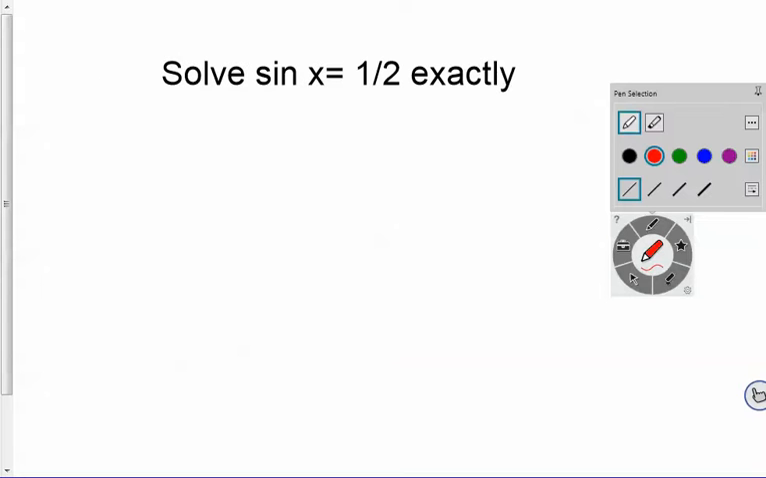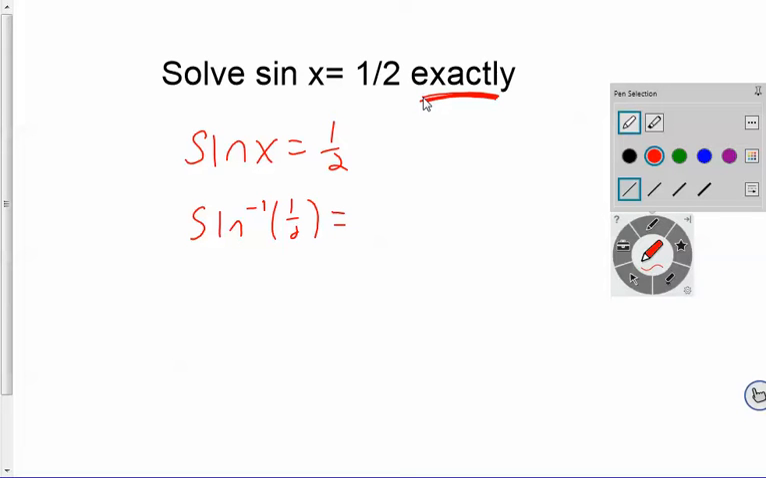Okay? This one's a little different. See the word exactly? The word exactly means, hey, you cannot use the graphing calculator. So the sine of x equals 1/2 exactly. Well, to undo the sine of x equals 1/2 exactly, I'm going to say the arc sine of a half. In other words, where on my unit circle is the sine equal to 1/2?